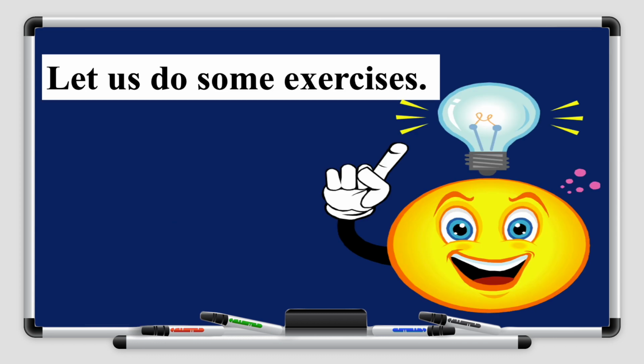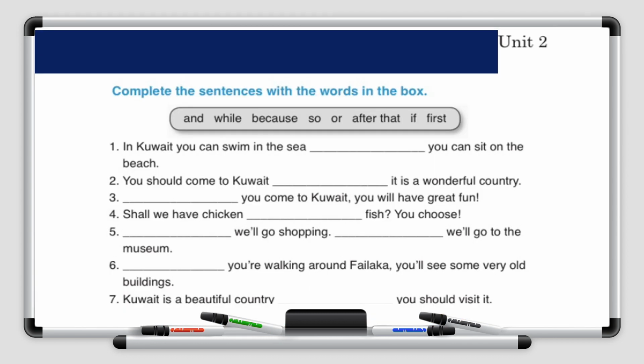Let's do some exercises. Complete the sentences with the words in the box. And, while, because, so, or, after that, if, first. 1. In Kuwait, you can't swim in the sea. You can sit on the beach. Here we have an addition, so we're using and.